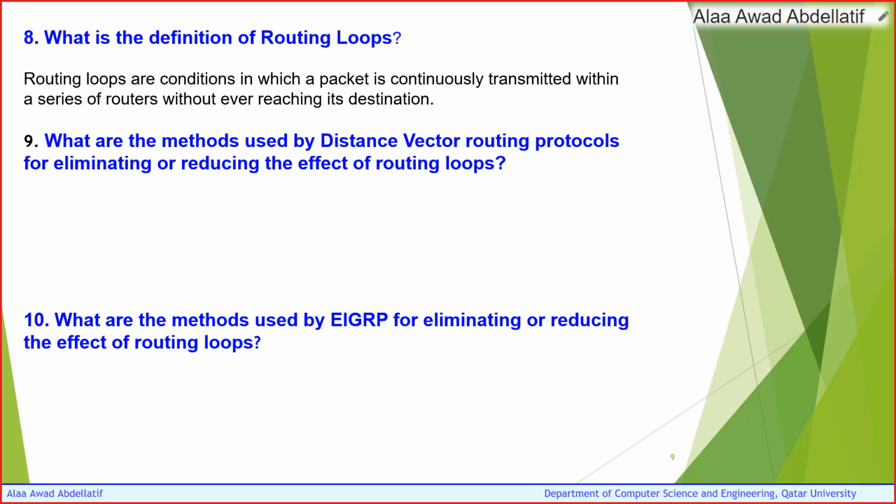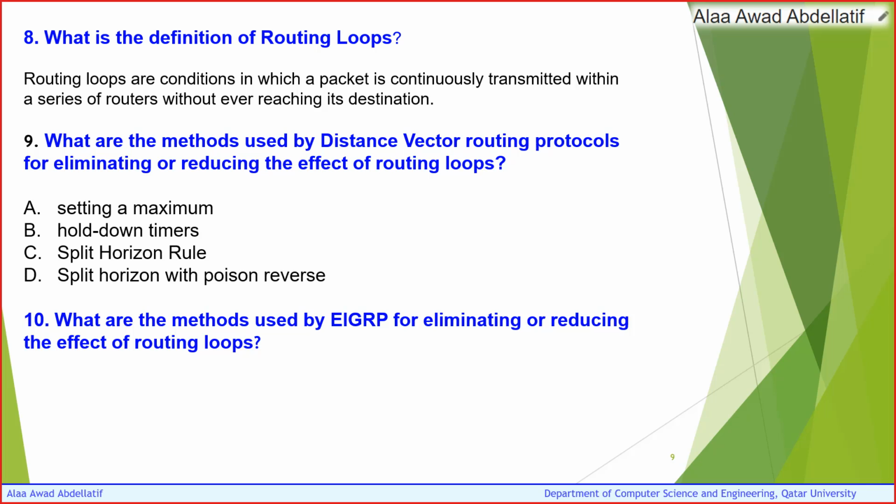For solving these routing loop problems, we studied different methods implemented by distance vector routing protocols to eliminate or reduce the effect of routing loops. It's very important to know the methods used by distance vector. We studied four main methods: setting a maximum, hold down timers, split horizon rule, and split horizon with poison reverse.